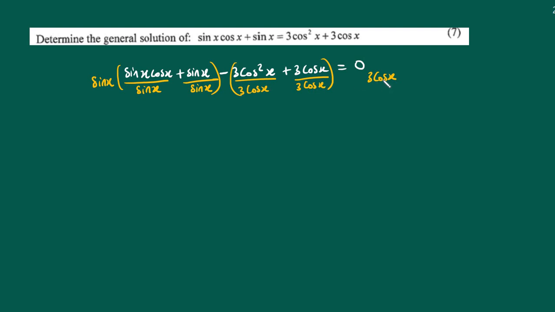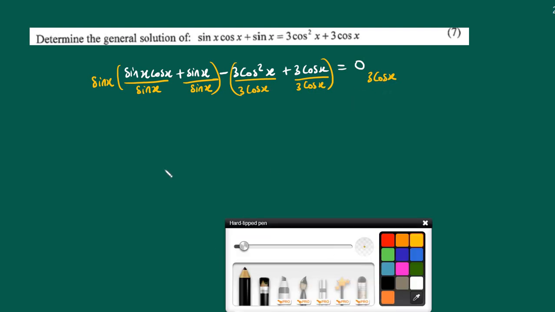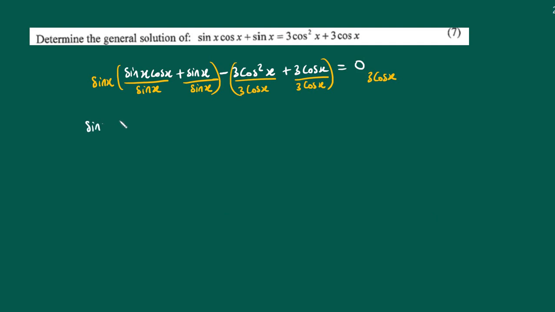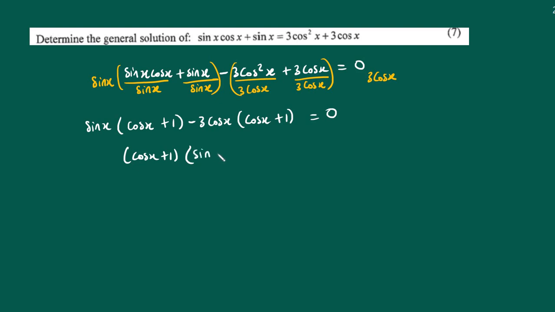Obviously, you can write whatever I wrote here in a pencil. Then you can write with the pen nicely that you have sine x times cos x plus 1. And then you have, there's a minus here, right? And then your number is there. So you can say 3 cos x, and then cos x plus 1. Then you see that this bracket is the same as that. You combine them. Cos x plus 1. The one that is outside, you say sine x minus 3 cos x.